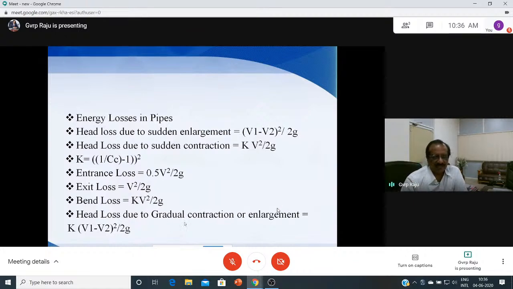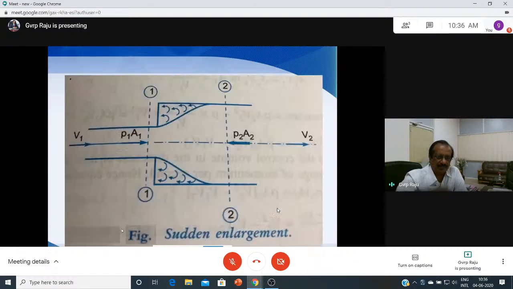And net loss due to sudden gradual contraction or enlargement is equal to k into (V1 minus V2) whole square by 2g. All these equations are very, very important for the problems which we are going to do now.